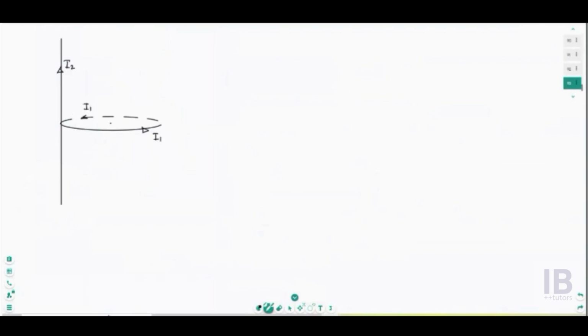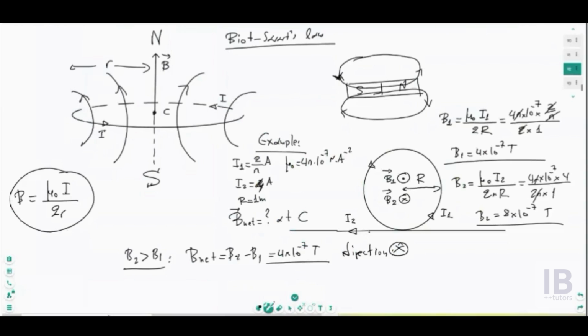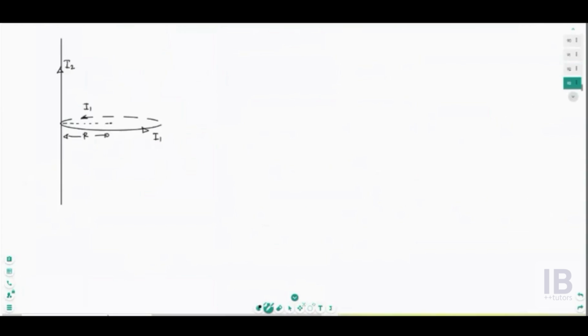And I'm giving you the radius again, and I'm asking you to find the same thing. Determine the B net at the center of the loop. I'm giving you the same numbers. Let's forget the numbers. The numbers are the same. But what is the difference now? Can you tell me? The direction of the field.